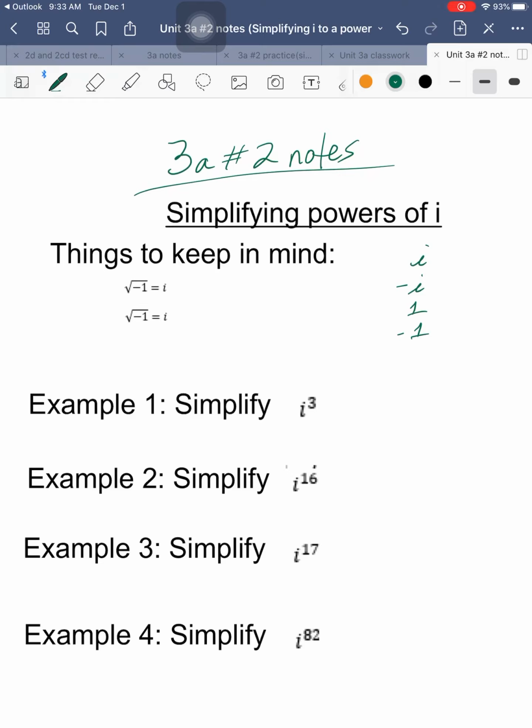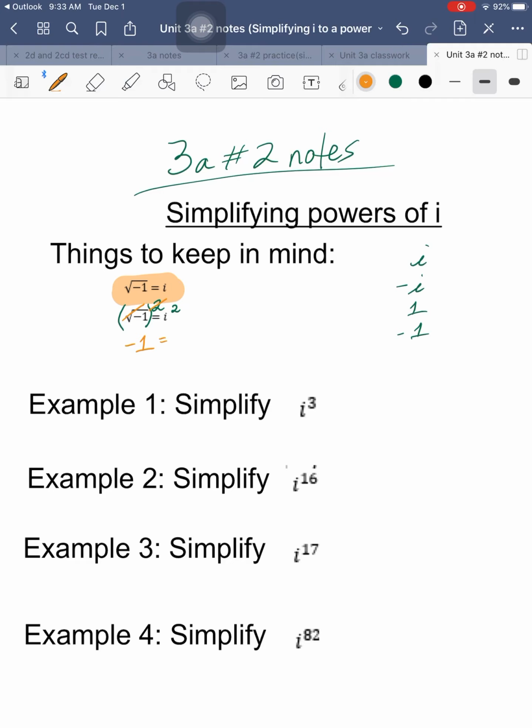So things to keep in mind. We have the square root of negative 1. That's just i. That's a given. Anytime you see a square root of negative 1, it's just going to be i. It's very important to understand that if you square the square root of negative 1, since it's equal, we have to do what we do to one side of the equation to the other to keep it equal. So square and square root are opposite operations. Those will simplify each other out, giving you negative 1.